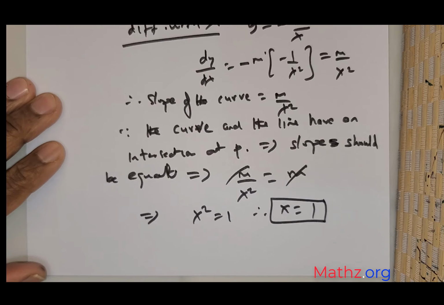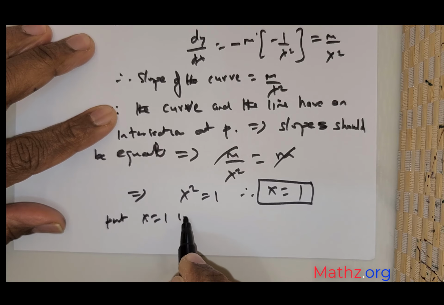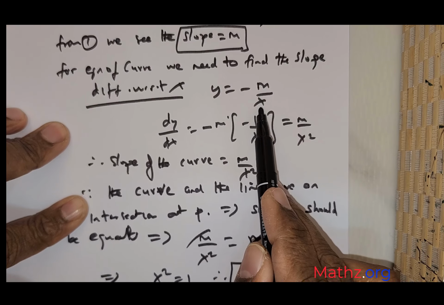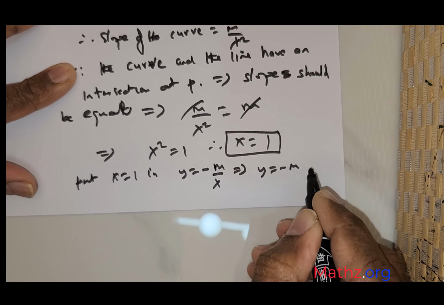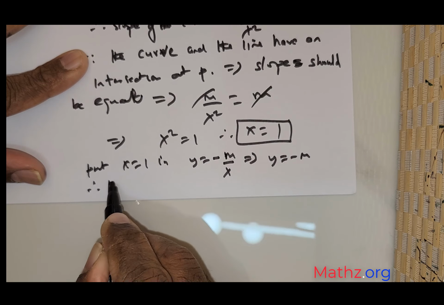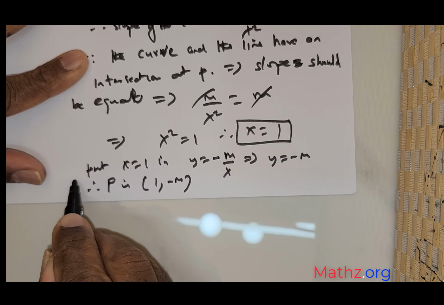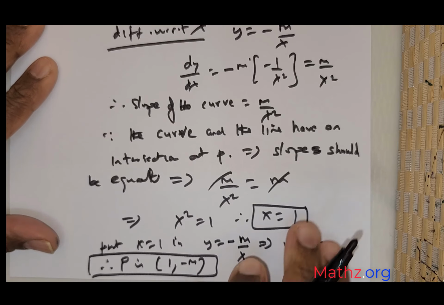Okay, so from here put x = 1 into y = -m/x, over here. So that would mean y = -m. So therefore P is (1, -m). So you can block that. Okay, so that's the first part.